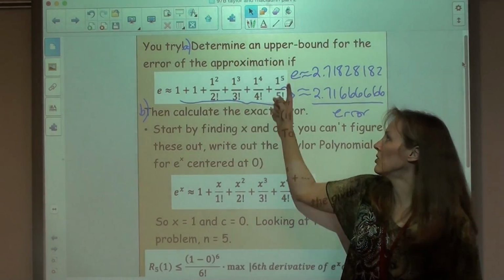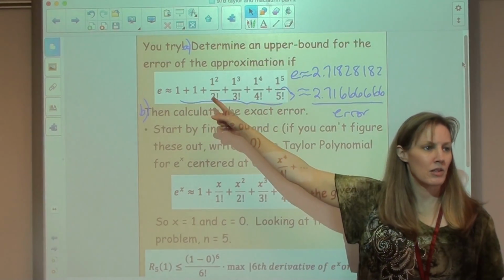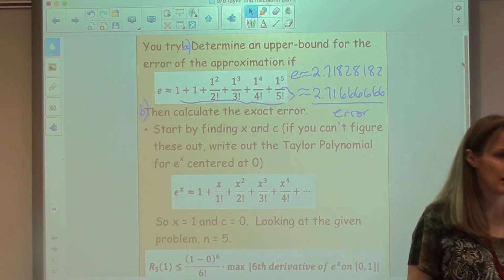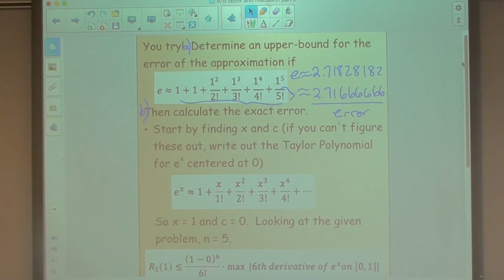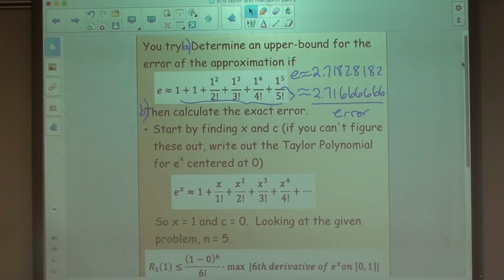How'd you get 163 over 60? I just literally added this together. Like this was our approximation. 162 divided by 60... Where did you get 164? Oh, because if you add the 1 plus 1. You have to add all that? Yeah. It's not that bad.